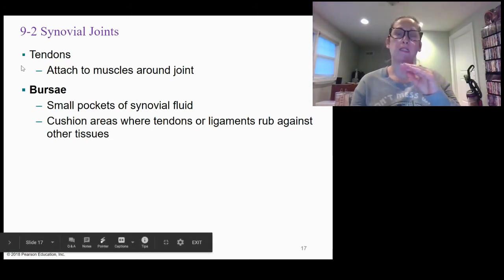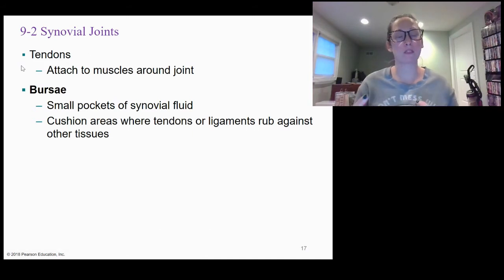A tendon is a part of a muscle that extends to attach to a bone. So this is where we get into the muscular piece. And that's what we'll continue on in next semester.